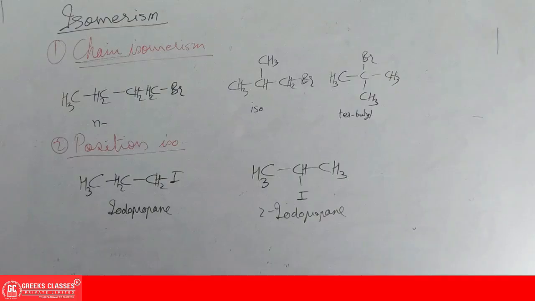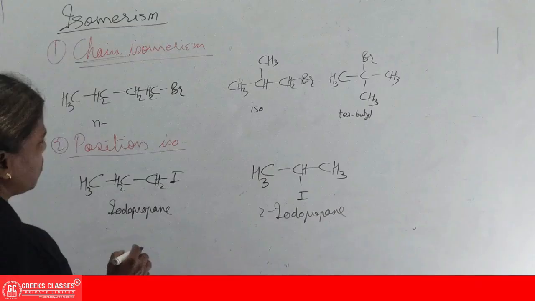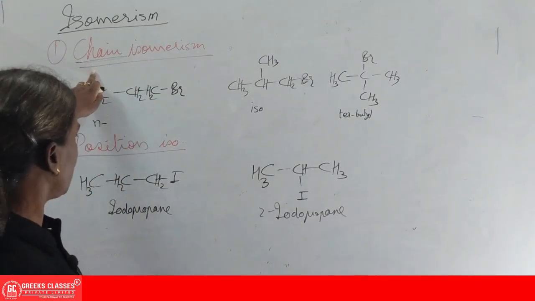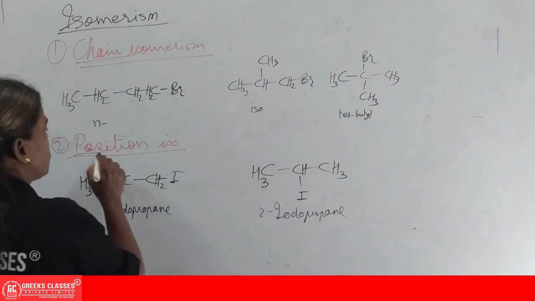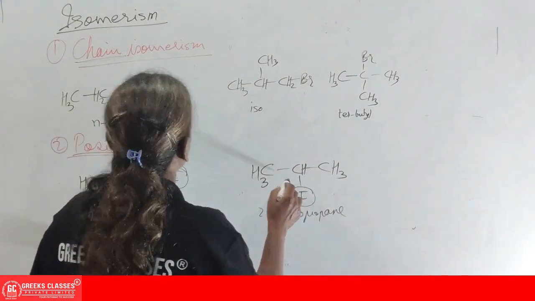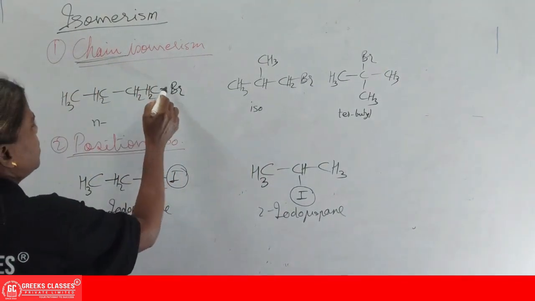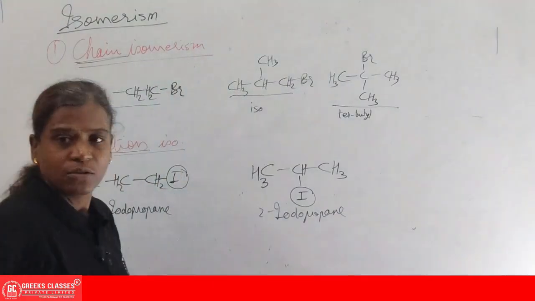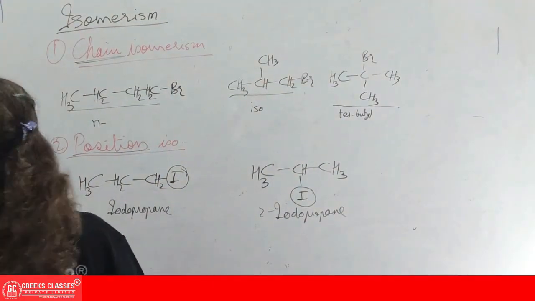So these two are enough for you to understand the isomerism, that is chain isomerism and position isomerism. Again I am telling you, in position isomerism the position of the functional group is varying, and in the case of chain isomerism the arrangement of the carbons is varying. Okay, so we have done with the isomerism as well.